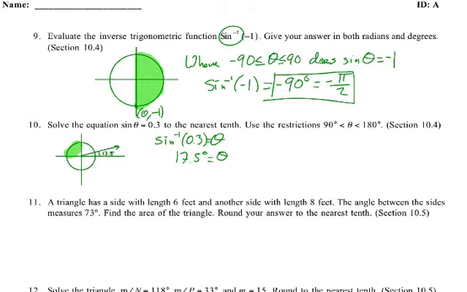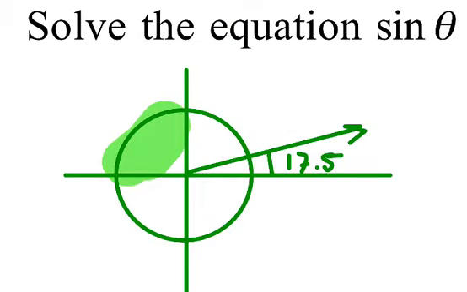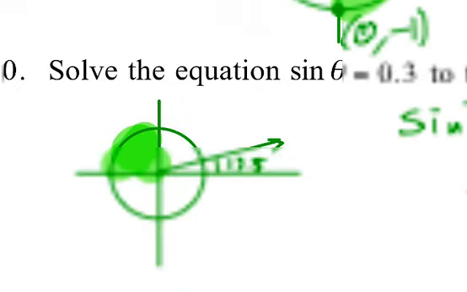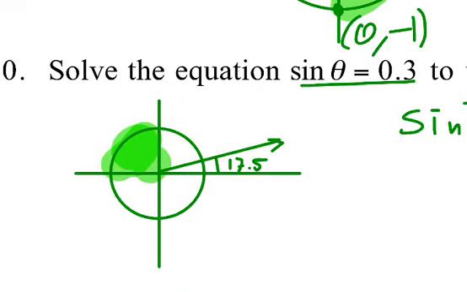Let me zoom in on this a second. So that gave us an angle in quadrant 1, but again, we want to be in this light green area over here. In order to do that, we got to look at where else the sine is going to be positive, because the sine of whatever this mystery angle is positive 0.3.